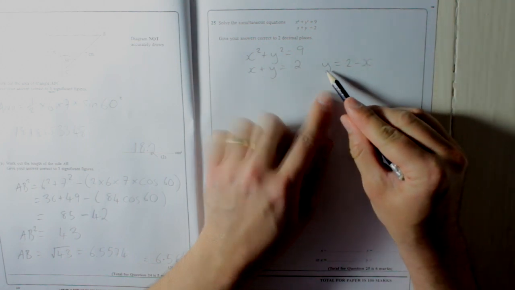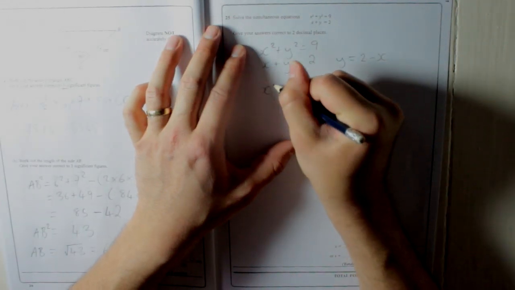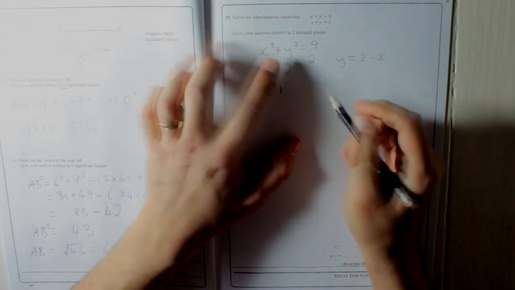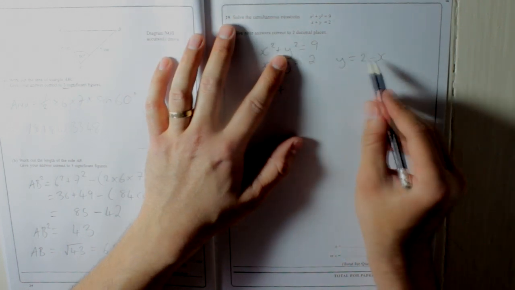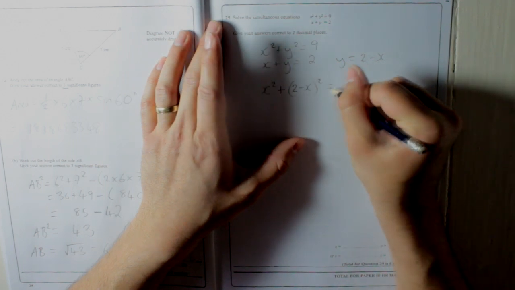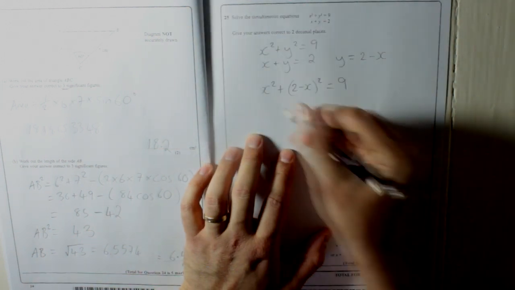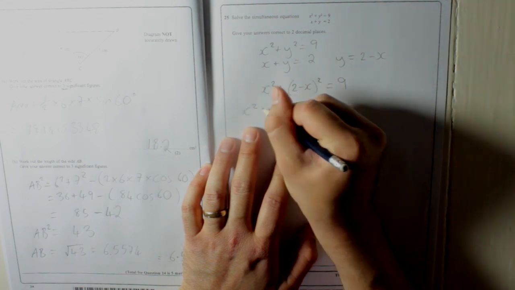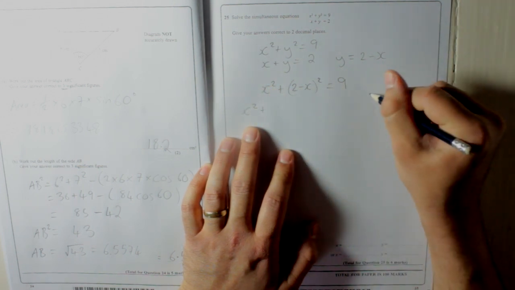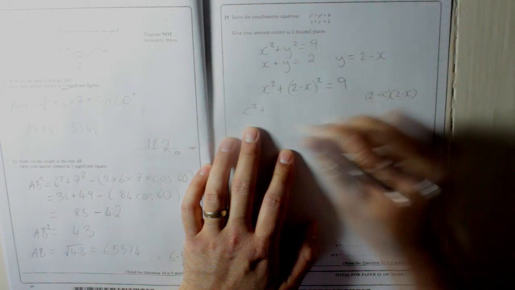So if y is 2 minus x, I can write this line again as x squared plus, and instead of y squared, because I know that y is 2 minus x, I'm going to put 2 minus x squared. And that equals 9. So now we've got to try and tidy it up. We'll multiply that out and see if we can get something that makes more sense. So we've got x squared plus, now remember that is 2 minus x squared, which is 2 minus x times 2 minus x.